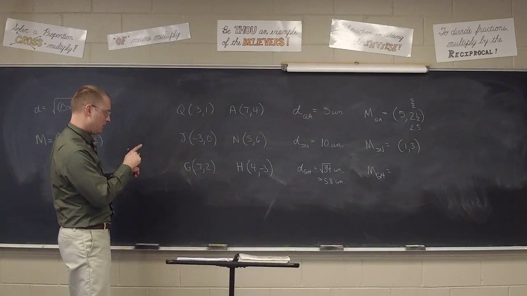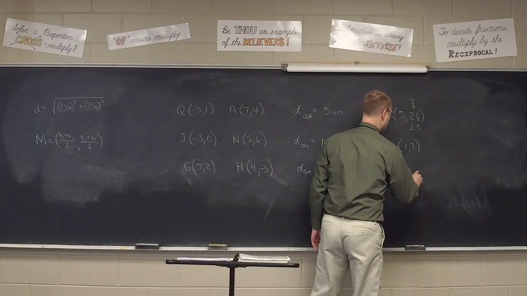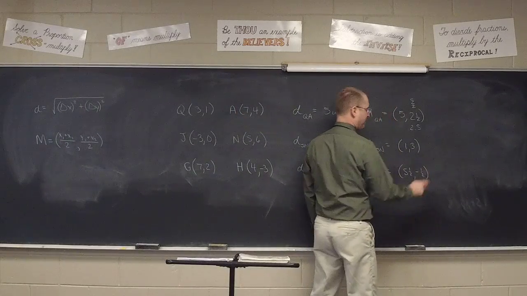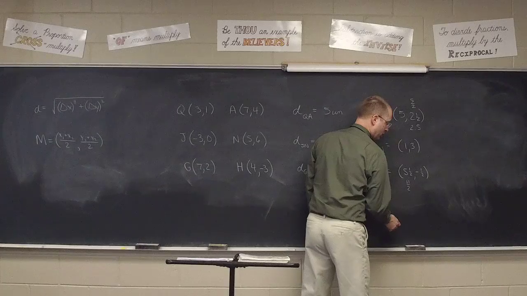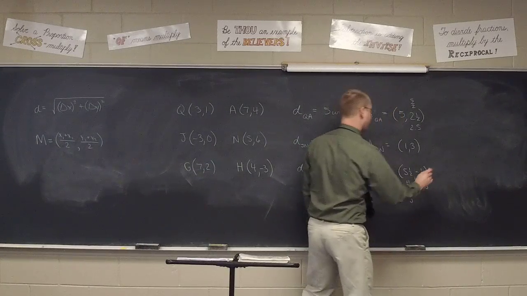Jamie, what did you get? 5.5 and -1/2. Good, 5.5, -1/2. You could have 11 halves here. You could have 5.5 here. You could also have -0.5.